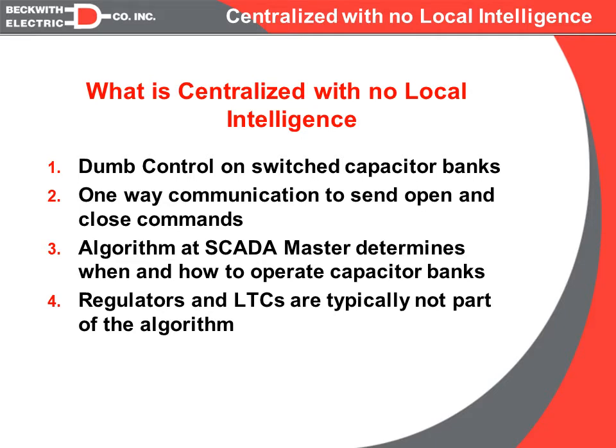So our next approach would be centralized with no intelligence. In this case, it's kind of the opposite of the local, where we're going to take all the intelligence and remove it from the local and move it to the central. So we have one centralized system, and each of the local controls is a dumb control, which is basically just going to do whatever's being commanded from SCADA. Typically, when we do this type of system, it is implemented only with the capacitor bank controls, and typically the regulators and the LTCs are left outside this algorithm, but they can be included in some cases.